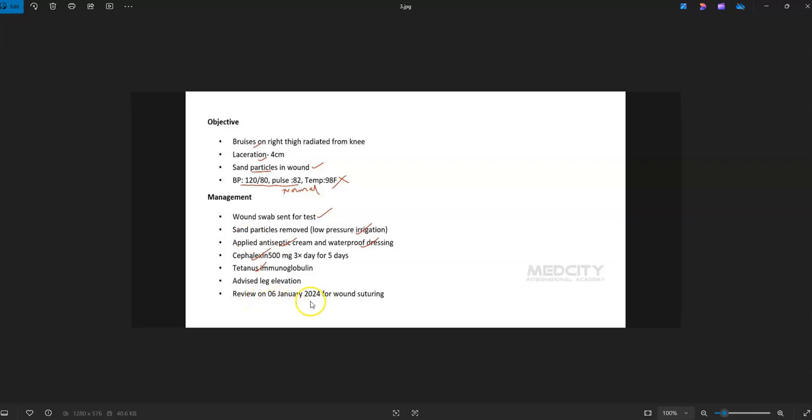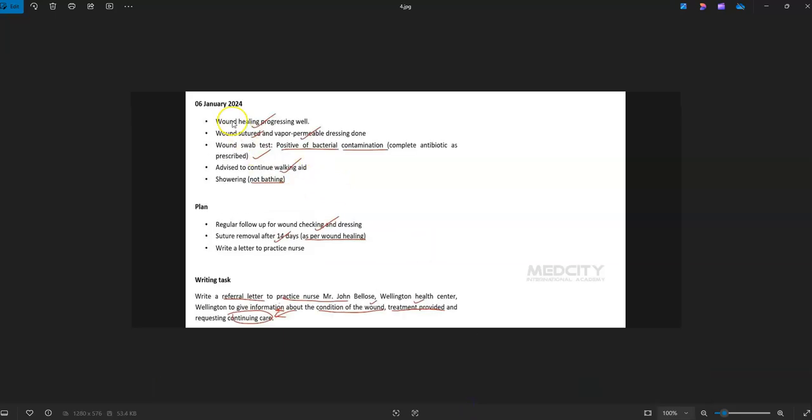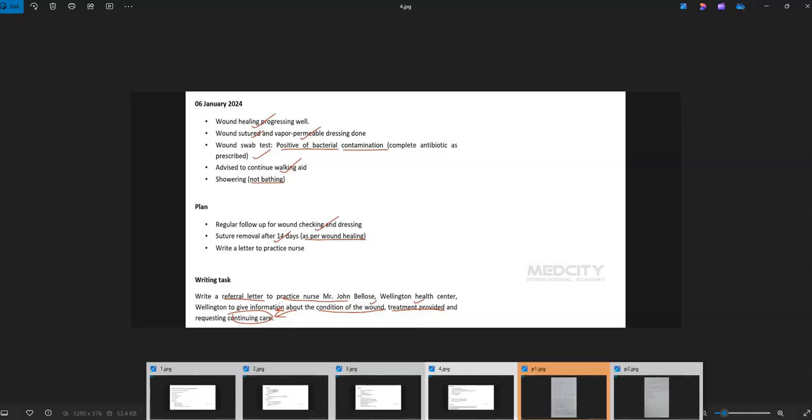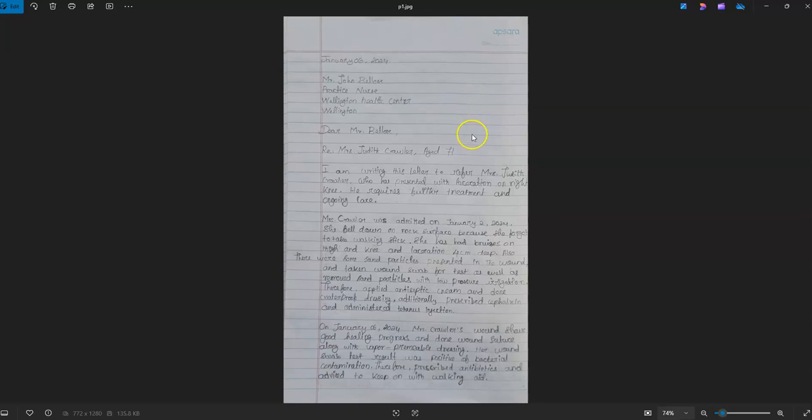Come back on the 6th. Review for wound suturing. Wound healing progressing well. Sutured. 14 days. Referral letter to practice nurse. Information. Oh, okay. Seems relatively straightforward. Let's take a peep at this.